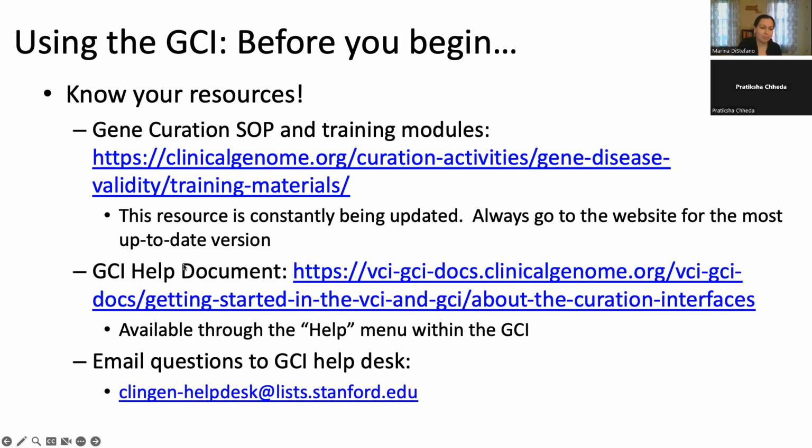And this will guide you a little bit through the actual use of the GCI, not doing curations. If you have questions about how to score things, you should look in the standard operating procedure. And if you have any technical questions for the GCI, or if you think that something's behaving the way it shouldn't, you should email the Stanford help desk. Our Stanford ClinGen team is the one who maintains the GCI. So this is clingen-helpdesk@list.stanford.edu.